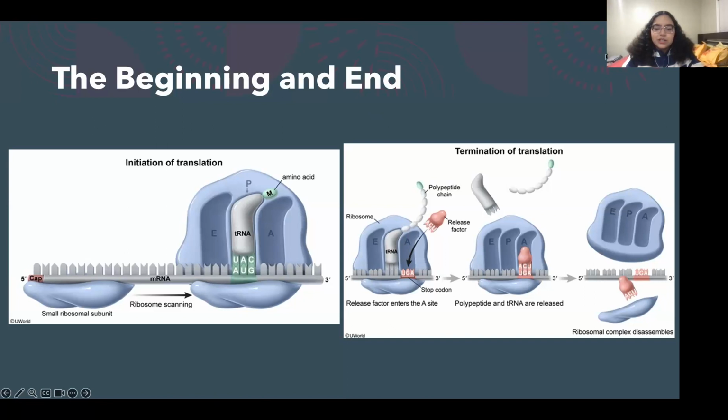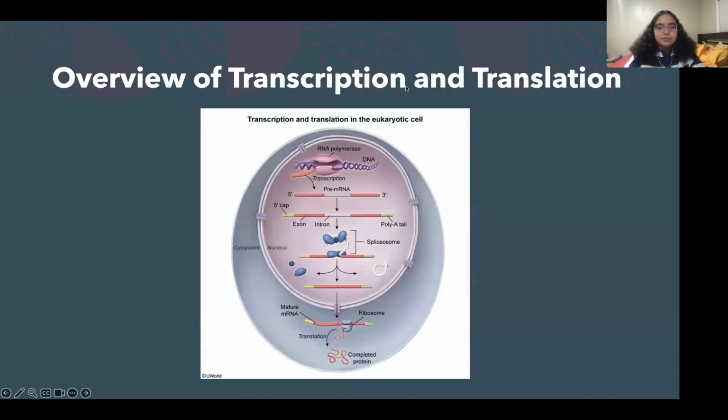And for the termination at the end, you have a release factor that recognizes your stop codon and enters the A site of the ribosome. And then it releases the tRNA and your peptide. So your peptide is complete and the complex disassembles. So that's how translation ends, and then you have your finished protein.